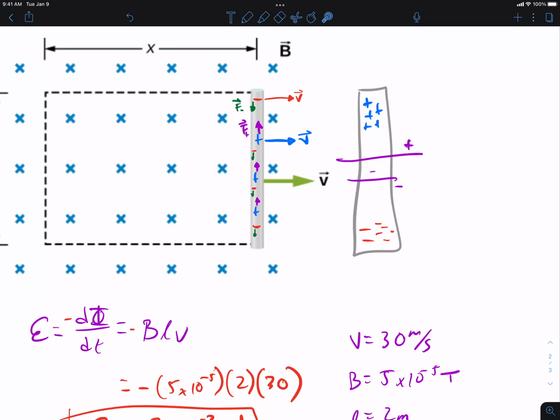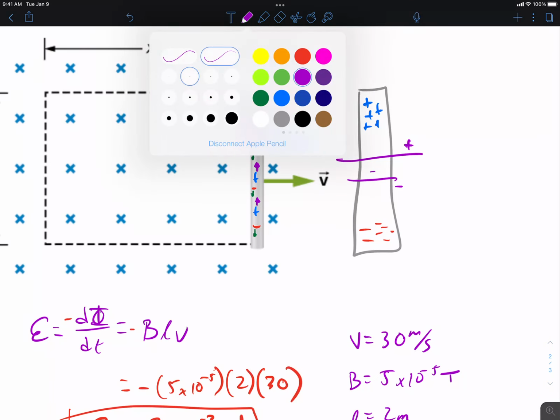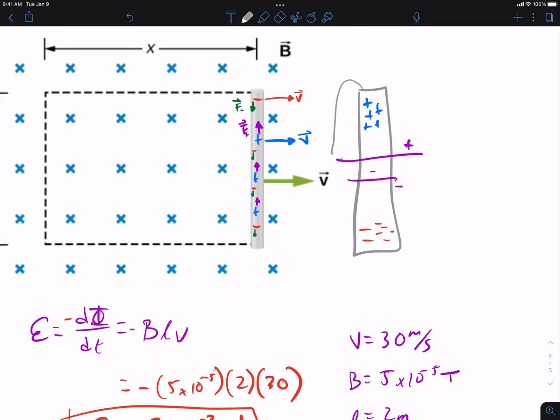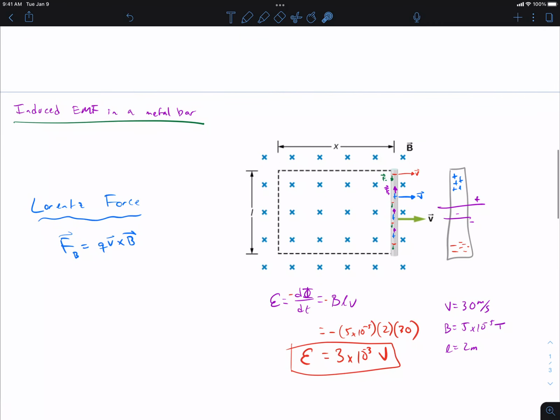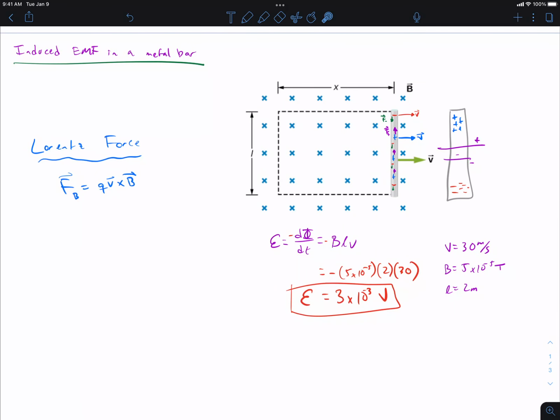And then of course, last little piece, if I connect these with maybe a resistor or something, then I will create a circuit. I will create a current flow through here. So this is just an alternative view of how this works for inducing EMF in materials.